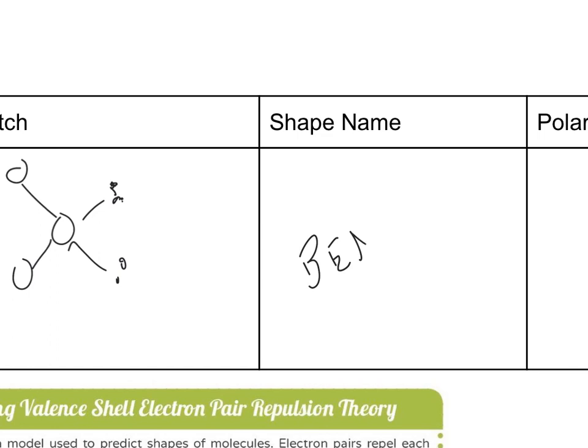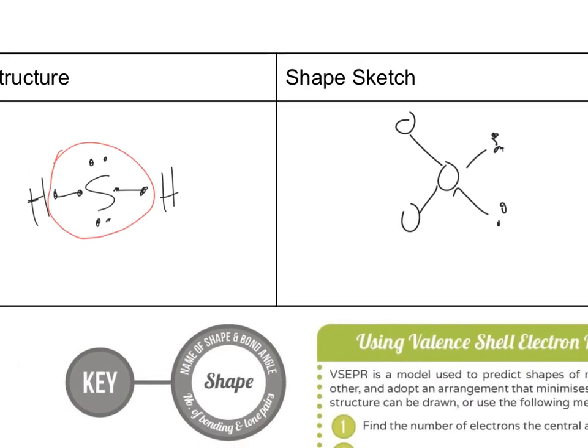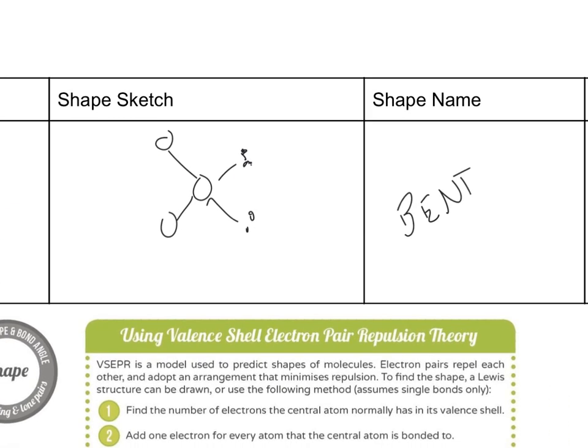And again, bent is pretty much always polar. You can pretty much count on that. Okay, this molecule, in fact, if you substituted the sulfur with an oxygen, would be water. And sulfur and oxygen are in the same group, so they have very similar properties. So this molecule is the same shape as water, and it is polar.